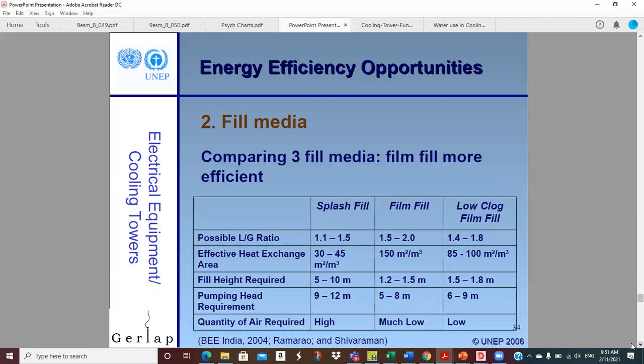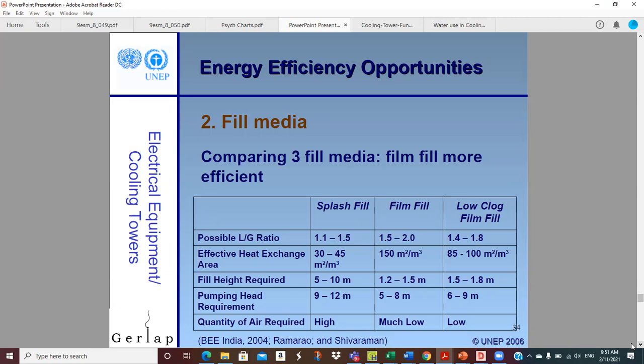So now this is pretty good. I like this slide a lot. He compares 3 different types of media. Film fill, he says, is more efficient. The splash fill is the old type with the splash bars. You had all these bars staggered in there, and the water would hit them and drop down and hit the next bar and the next bar, breaking it up into smaller and smaller chunks of water as it fell through. So you get more surface area, you get more evaporation.